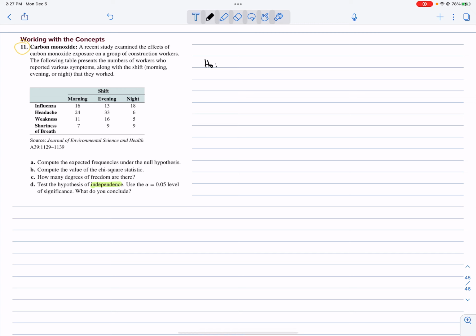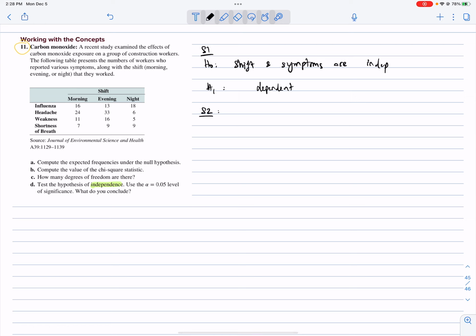Under the null, we always put independent. So what does it mean by independent? It is the shift and the symptoms are independent. We always put independent in the null. And the alternate for this would be dependent.